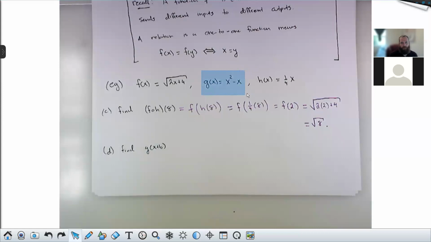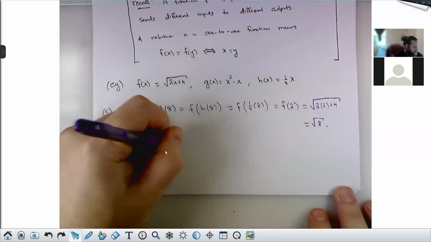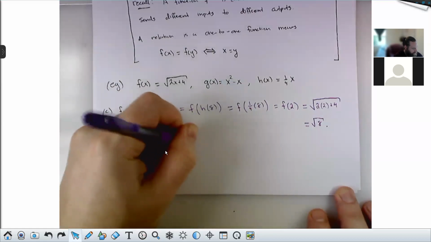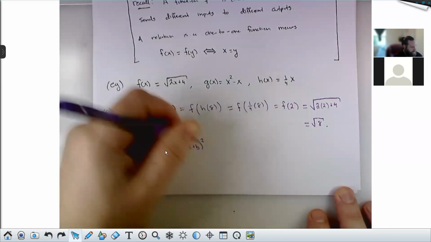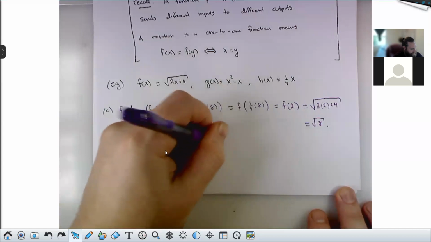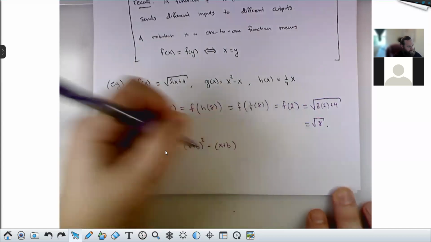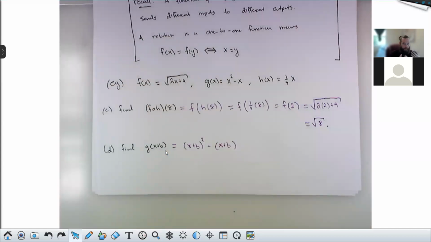So remember, when you write something like this down, it's a rule that tells you how to find the output for any given input. So if you plug in some expression here, you get that expression squared minus that expression. So g of x plus b is (x plus b) squared minus (x plus b). And we always do this when we're plugging into something, we always do it in parentheses.